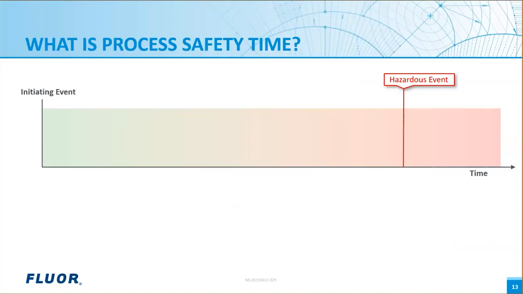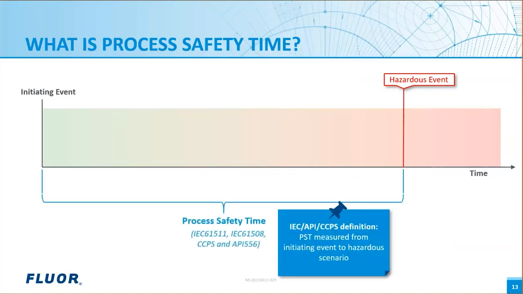So the definition in the IEC and the other codes and guidelines is as marked by the blue time here. So it's the total amount of time available. But the problem is that within that time, there may be various safeguards or independent protection layers, or IPLs, that are designed to prevent this hazardous event occurring.